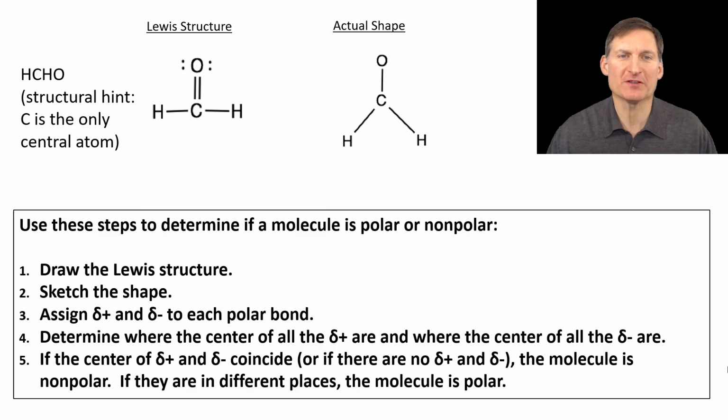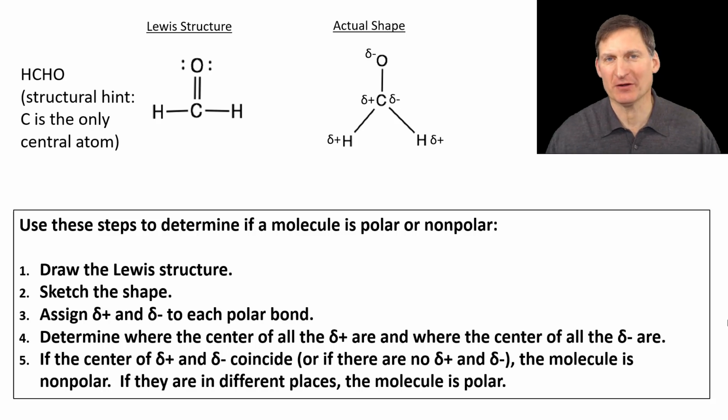So if we first consider the C to O bond, the oxygen gets the partial negative due to its much higher electronegativity than carbon. Now for the C to H bonds, the carbon this time gets the partial negative because it's slightly more electronegative than the hydrogen.